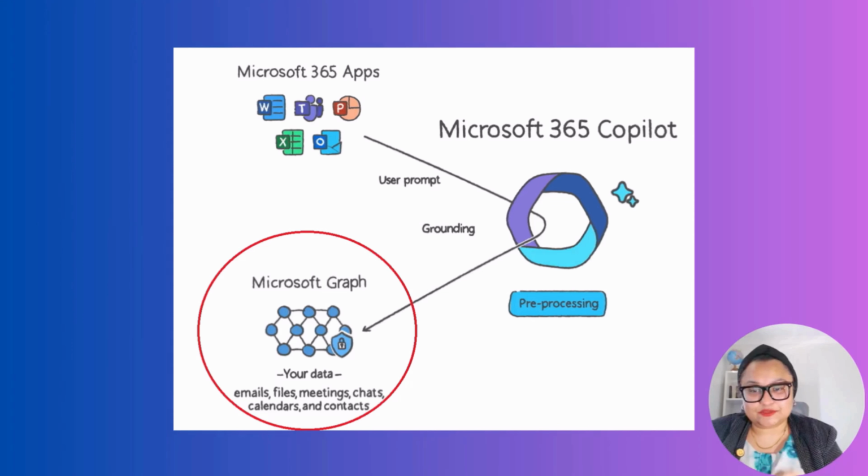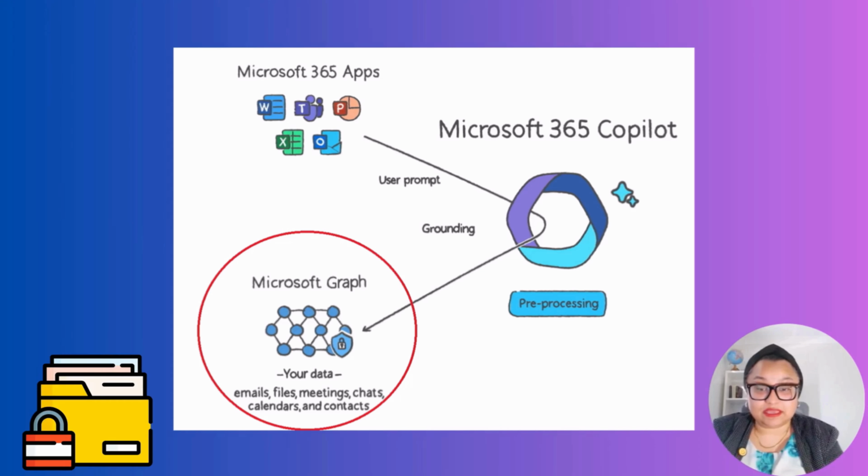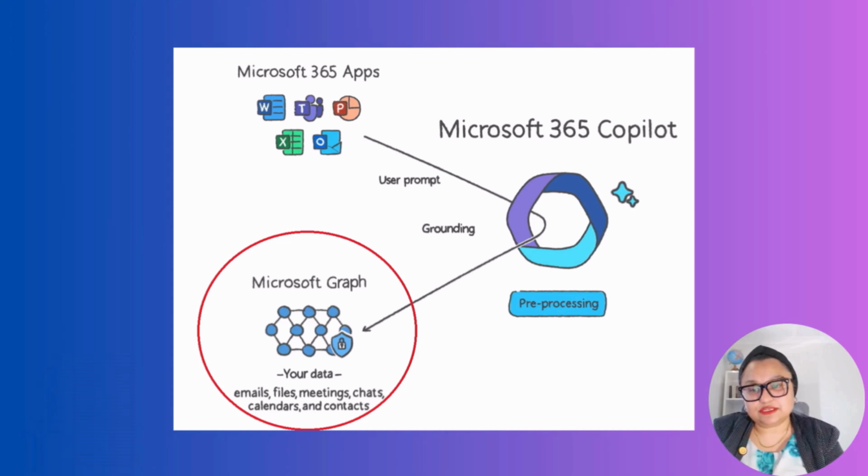Copilot only uses data you already have permission to see. It never gives you access to someone else's files and documents that you don't have permission to. This grounding step is what makes answers relevant and personalized for your work.